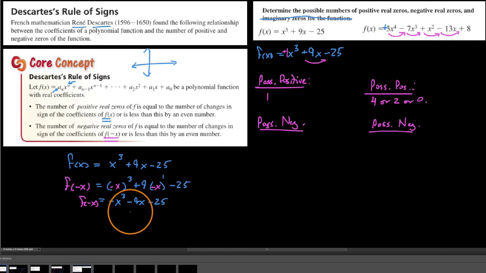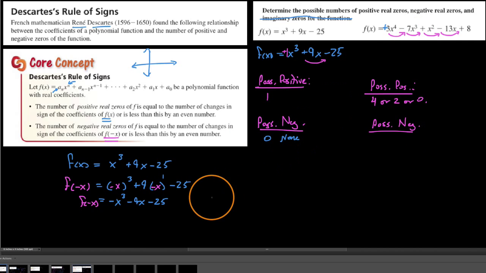What we're going to do is go count the variations in sign here. And so it went from negative to negative, negative to negative. As a matter of fact, it never varied in sign. So what this means is, with this function right here, none of its zeros can be possibly negative. They can't be negative. None of them can be negative.